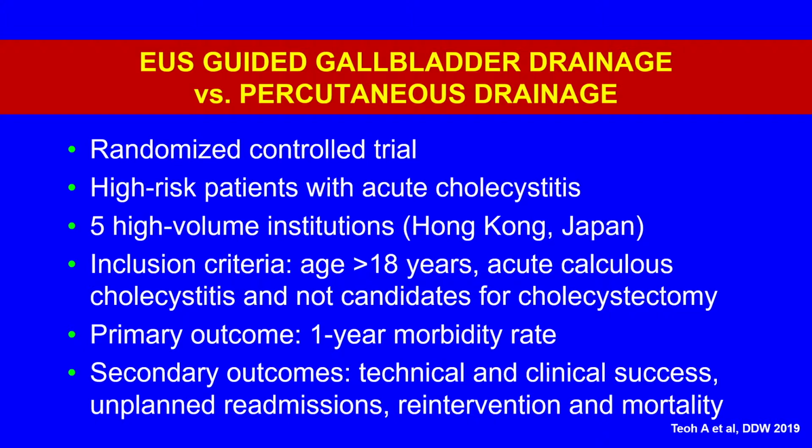Patients were recruited from 5 high-volume institutions, and again, they included only patients who were not candidates for cholecystectomy. You can ask, well, who made that decision? That decision was really made by anesthesiologists and the surgeons who participated in this study. Their primary outcome was the 1-year mortality and morbidity rate after undergoing this procedure. The secondary outcomes were technical and clinical success, unplanned readmissions, reintervention, and mortality.